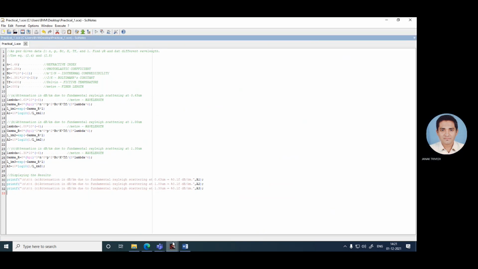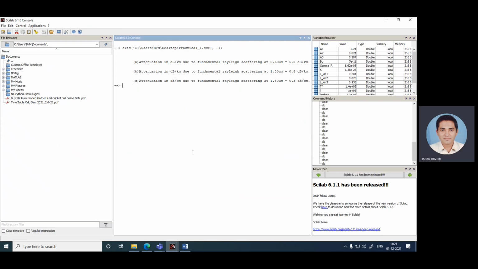Okay, so attenuation in dB per kilometer due to fundamental scattering at 0.63 micrometer is 5.2 dB per kilometer. Attenuation at 1 micrometer is equal to 0.8 dB per kilometer. And attenuation at 1.30 micrometer is 0.3 dB per kilometer. So you can see that when the operating wavelength is changed, the relative scattering value changes accordingly. We already discussed this in the equation, that gamma R is inversely proportional to lambda raised to 4.